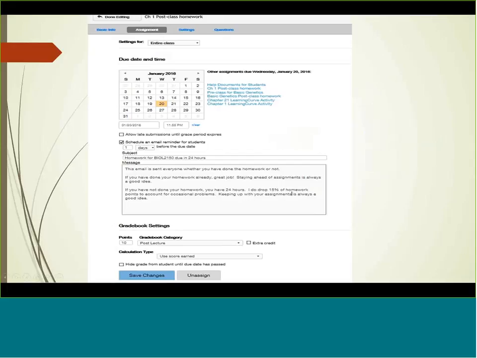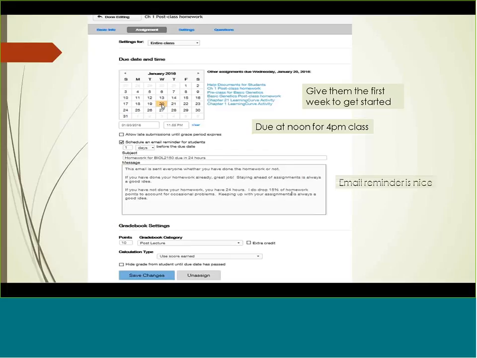Similar kind of interface here where you can assign when they're due, send out an email to remind them to get it done, right? And again, I gave them the first week to get started. That's why you see a big cluster here due on the 20th. And I asked that I have it due at noon for a 4 p.m. class, so I have time to look at the results and take a couple screenshots and bring those in during the lecture to talk about most missed questions.